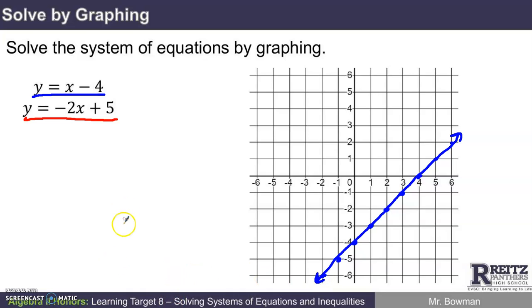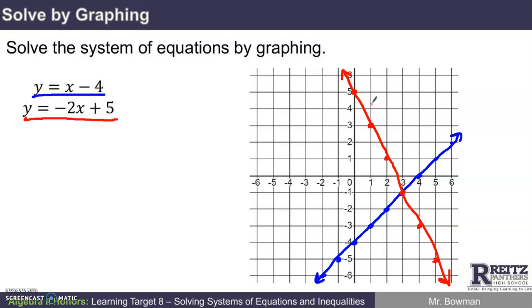Let's do the same thing for y equals negative 2x plus 5. That line is going to have a y-intercept at 5. And the slope here is negative 2, which means to find other points on the line, I need to go down 2 and right 1. Down 2 and right 1. Hey, that point looks important. Down 2 and right 1. And that line looks something like... Well, I missed a couple points there, but you get the idea.